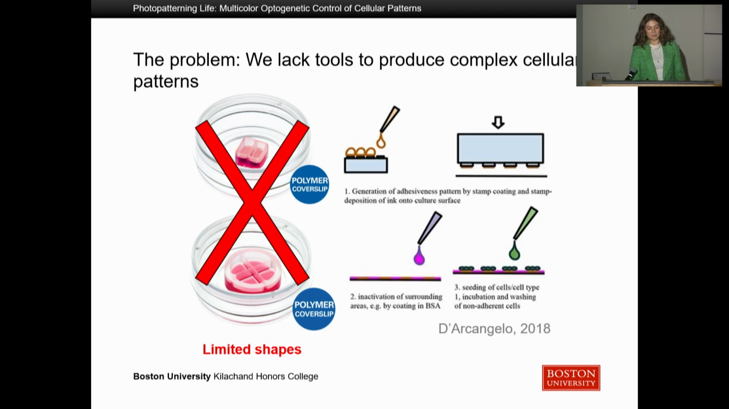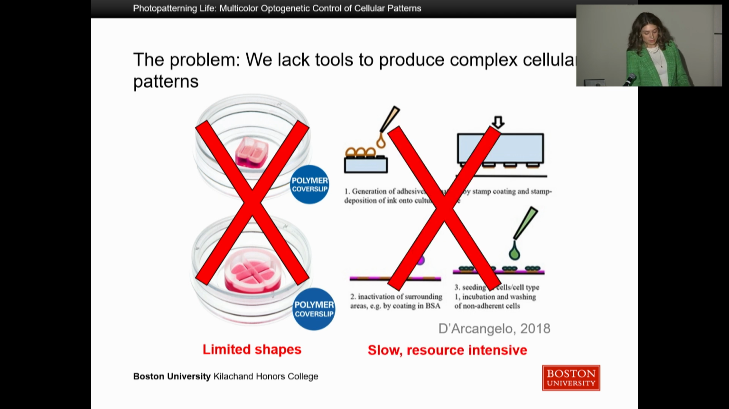New technology, including cell stamping, has tried to improve the geometries we can produce. This technology creates a physical stamp, and you kind of paint a cell adhesive like a glue onto it. You press that onto a surface you want cells to stick to. But if you want multiple types of cells, you have to produce multiple stamps and do sequential layers of cellular adhesive and line up these stamps perfectly. So this is really slow and resource intensive.